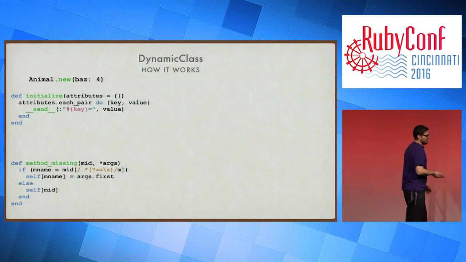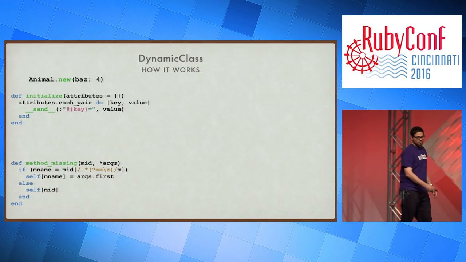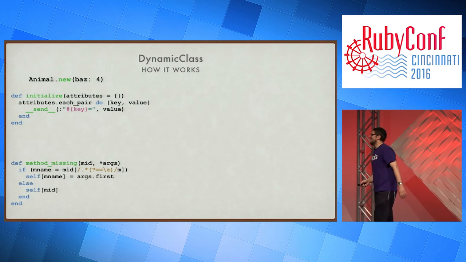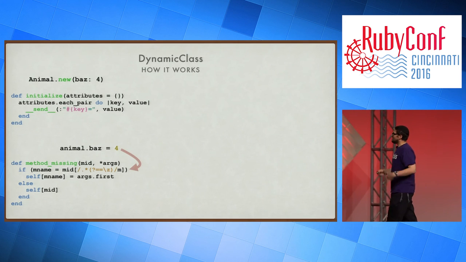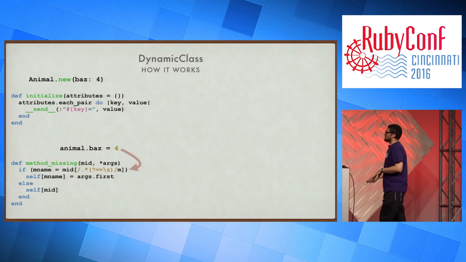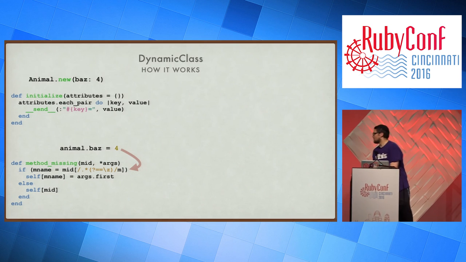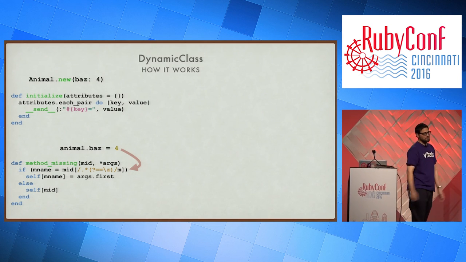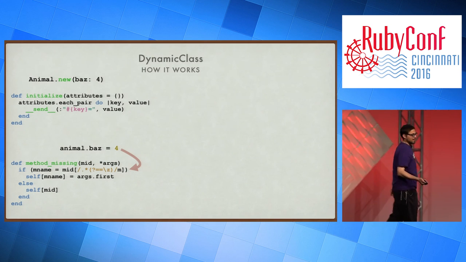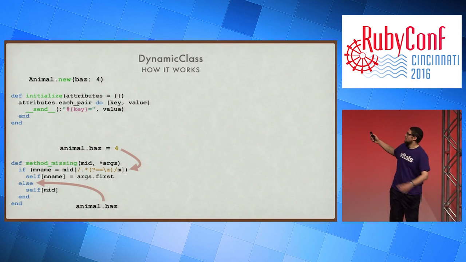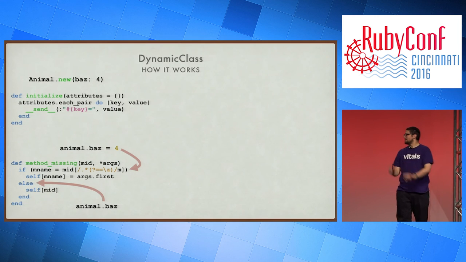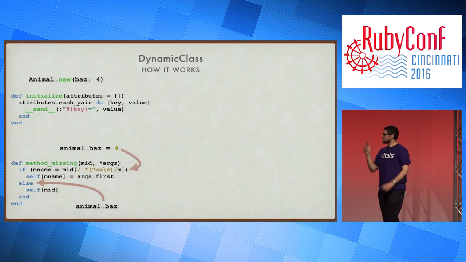Well, there is no baz equals method, so we're going to hit method missing. Here's how method missing works. That regex is scary, I know, but just trust me that it works. It's testing, is this a setter? If it is a setter, then we're going to call the bracket equals method with our key and our value, so baz and 4. Otherwise, it must be a getter, so we call the brackets method. So like dot baz, we're just going to call bracket and then baz in the middle of the brackets.